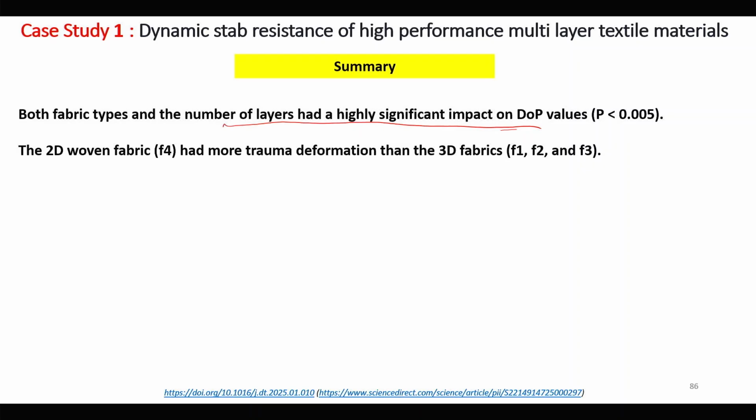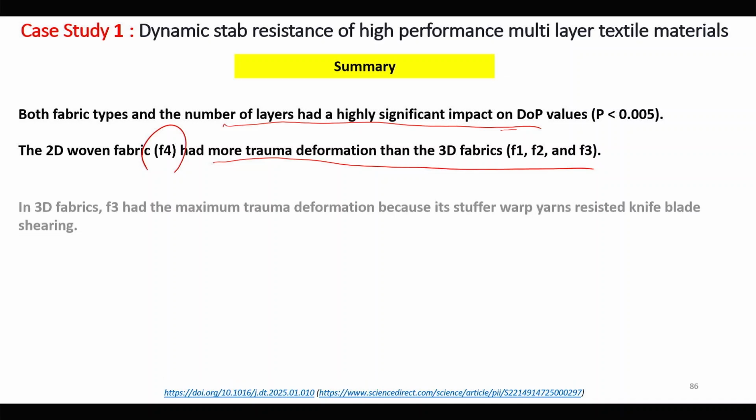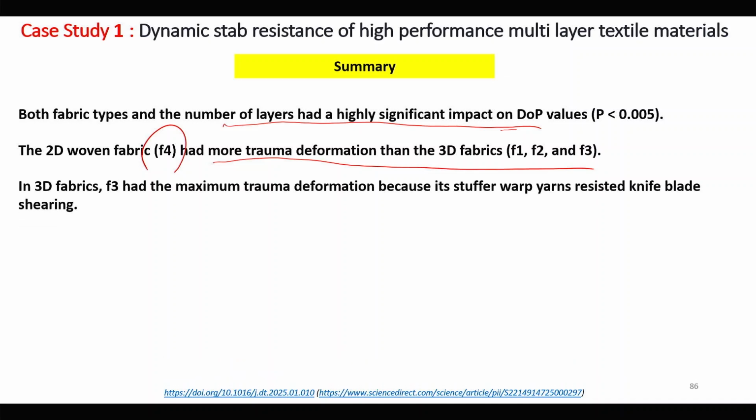2D fabrics like F4 had more trauma deformation than 3D fabrics, because these are more flexible than 3D fabrics. In 3D fabrics, F3 had maximum trauma deformation because Stafford yarn, ORP yarn resist the knife blade. That is why it is resisting that, and that is the reason for the maximum trauma deformation, because of the presence of Stafford yarn.